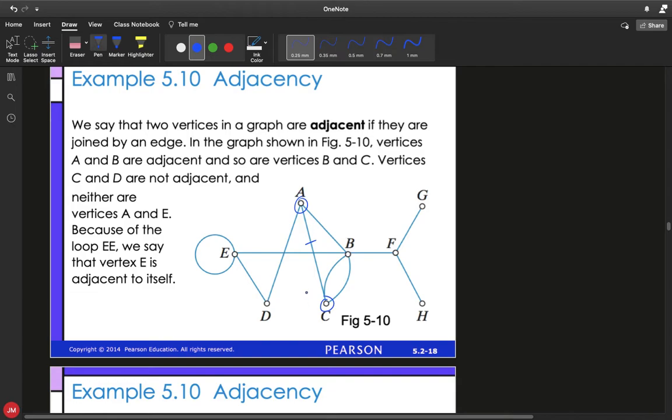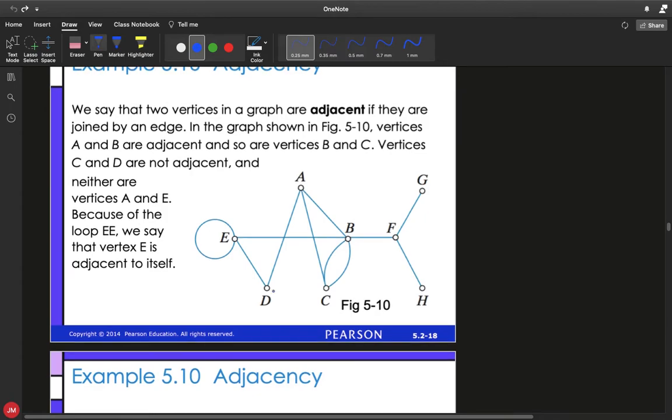However, we would not be able to say that D is adjacent to C. Now, we can get from D to C by going up to A and then down to C, but notice that there is no edge that directly connects D to C. So D and C would not be considered to be adjacent. So when we talk about adjacent vertices, we mean two vertices which are connected by an edge.